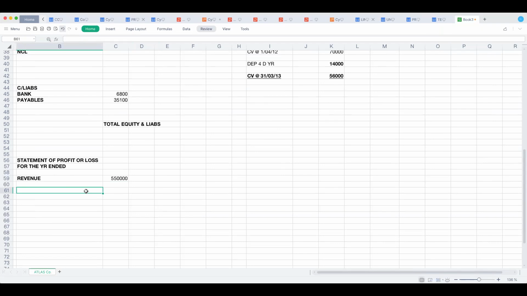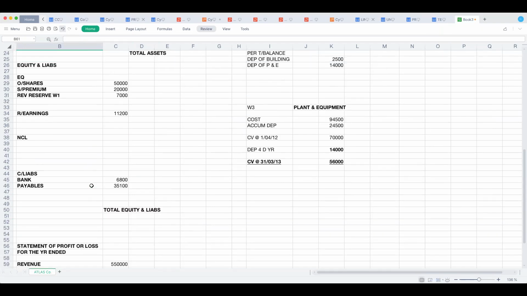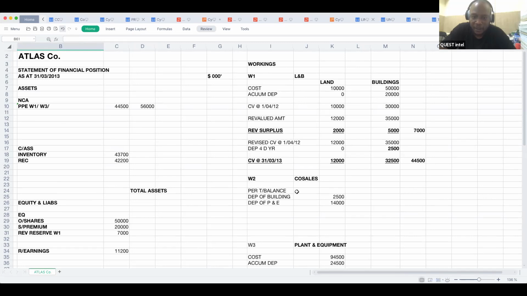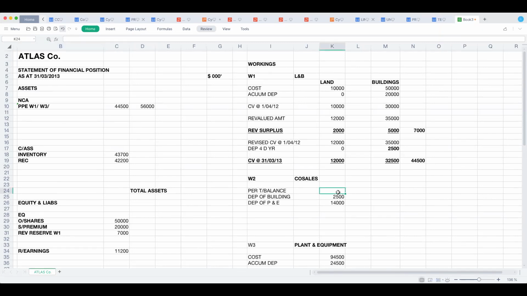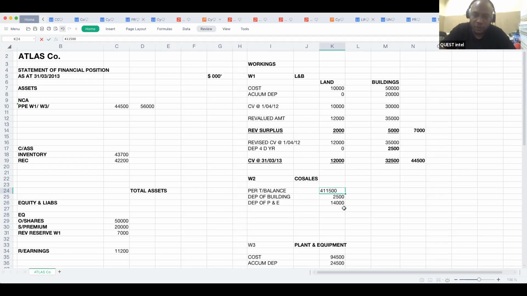Have we done cost of sales? No, we have not. Cost of sales. So we said per trial balance, so we'll put the figure here. So how much? 411,500. Great. So we got that.